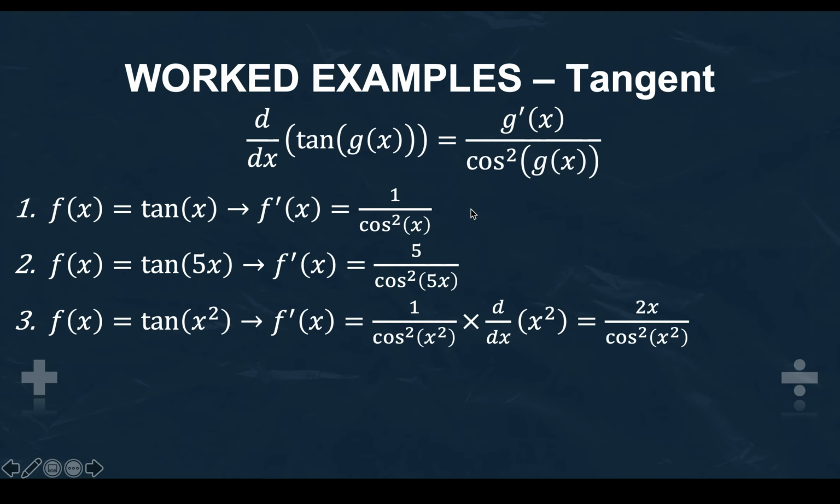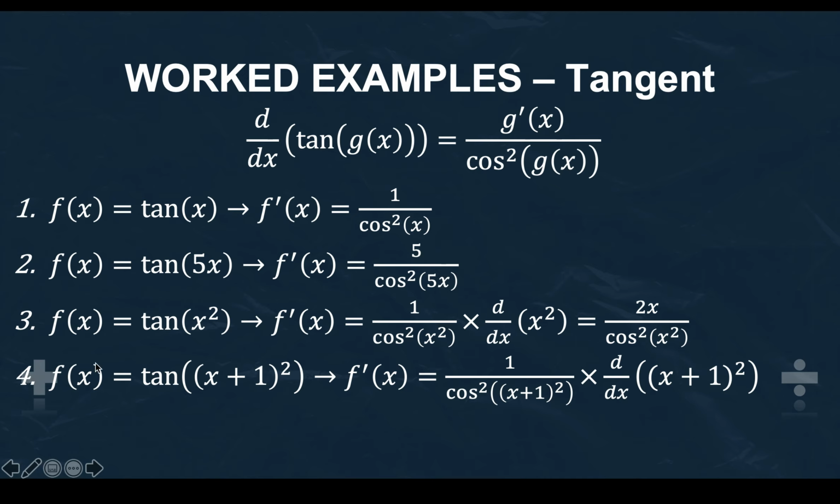Okay? Next example, f of x equals tan x squared, so like in the previous case, this is now g of x, which is x squared. The derivative is going to be g dash of x, so the derivative of x squared, divided by cos squared of x squared. And the derivative of x squared is just 2x, so we're left with 2x divided by cos squared x squared. Last example, f of x equals tan x plus 1 squared.